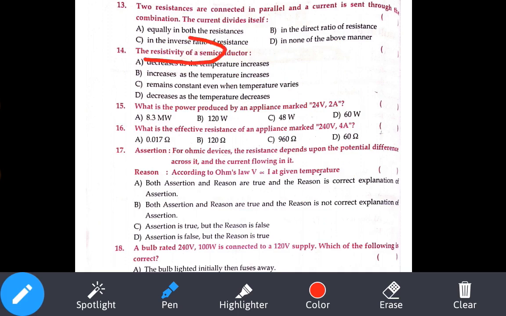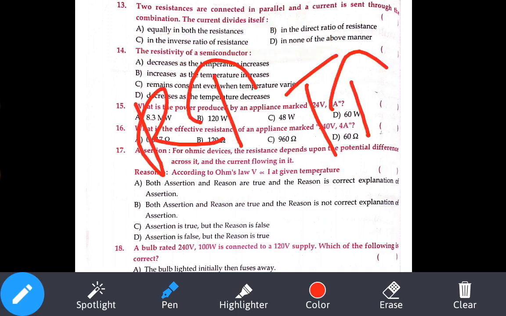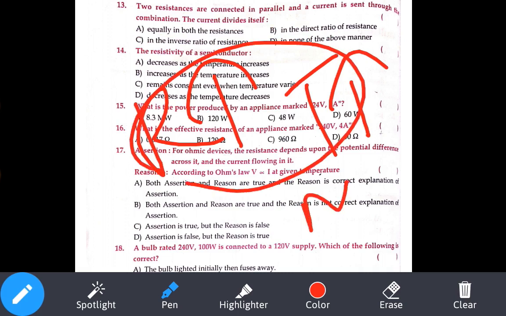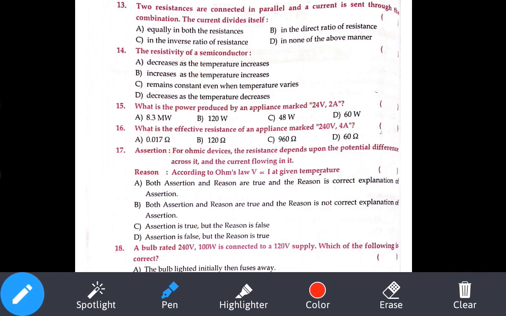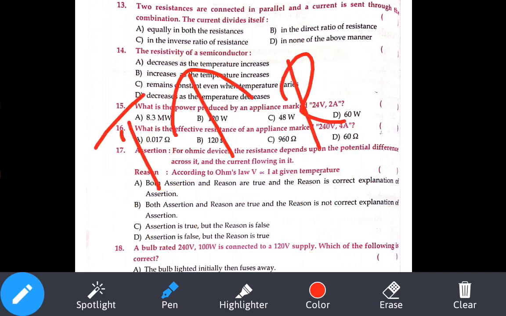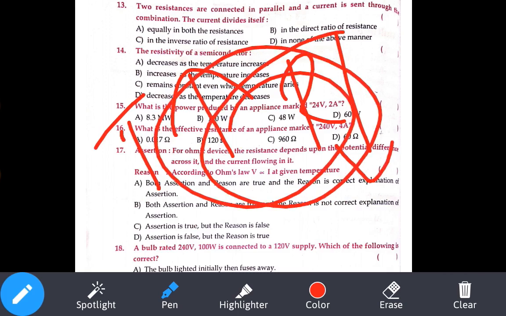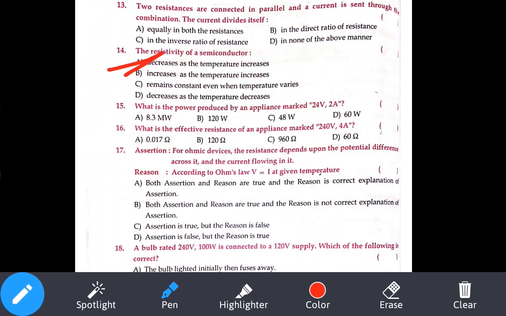The resistivity of the semiconductor, that is an important bit. Always remember it. Usually the resistance value increases when the temperature increases. That is what we observe in a metal conductor. But in a semiconductor, it will be reverse. As the temperature value increases, the resistivity value decreases. This is a rare case of semiconductors. So it decreases as the temperature increases. Option number A is our answer.